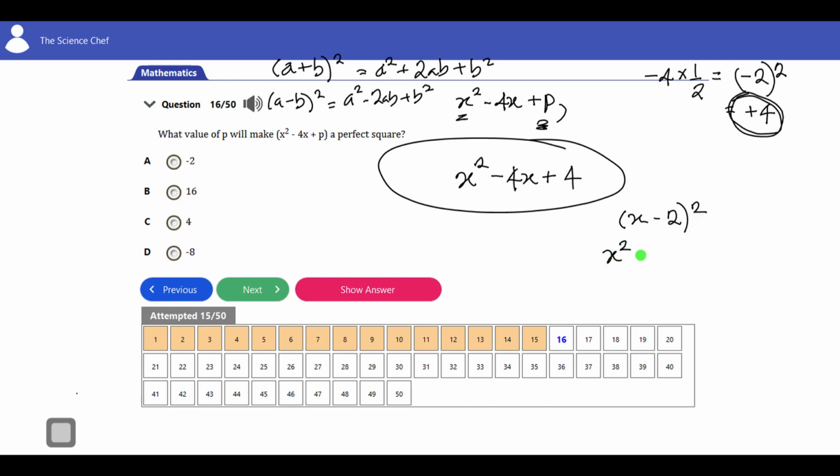X squared minus 2x times 2. That will give you minus 4x, right? Minus 2 times minus 2 gives you plus 4. So that gives us what? The perfect square. So the answer to our question there is what? 4, which is option C.